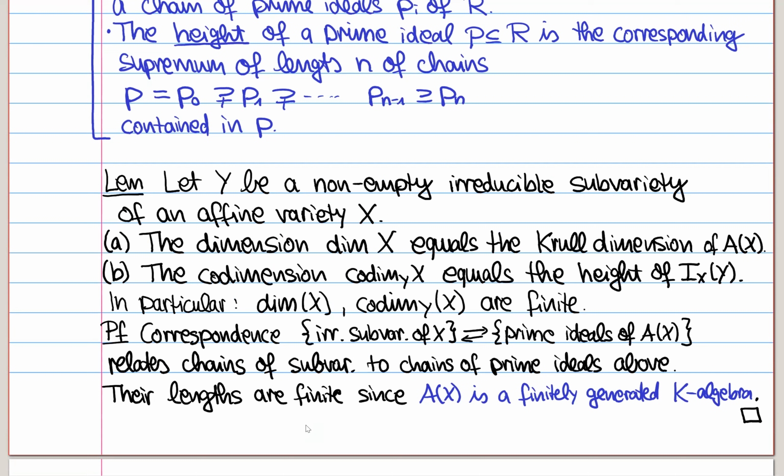Then for the finiteness, we simply observe that A(X) is a finitely generated K-algebra because it's the quotient of the ambient polynomial ring by the ideal of X. The ambient polynomial ring has finite Krull dimension, and a quotient of something like this also has finite Krull dimension. To see that, you can just think about what the prime ideals of the quotient are. They're just the prime ideals of the original ring containing the ideal you mod out. So you have at most as many prime ideals to compute the Krull dimension of a quotient as you have for computing the Krull dimension of the original ring.